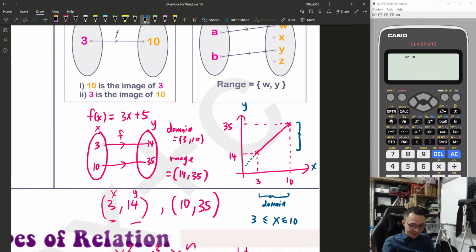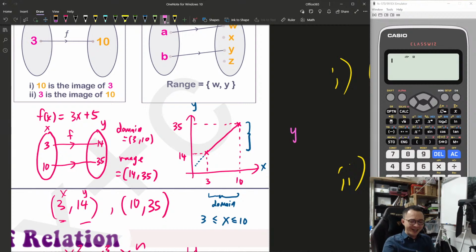Range is for the y. It's the same idea as domain, but for the y. So the range over here, from what I can see from my graph, is from 14 to 35. You can see my line's y value goes from 14 all the way to 35. But in the function topic, they will never use the y to represent the range. Normally in the function topic, for range they prefer to use f to represent it. So my range is f(x) from 14 to 35.